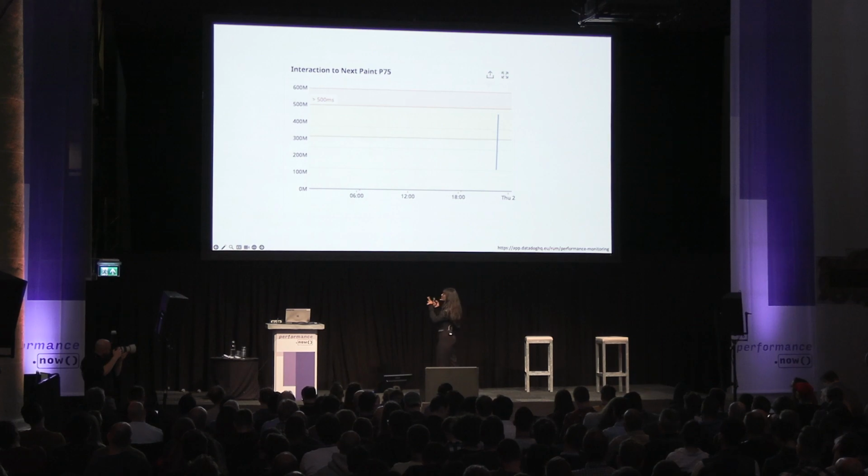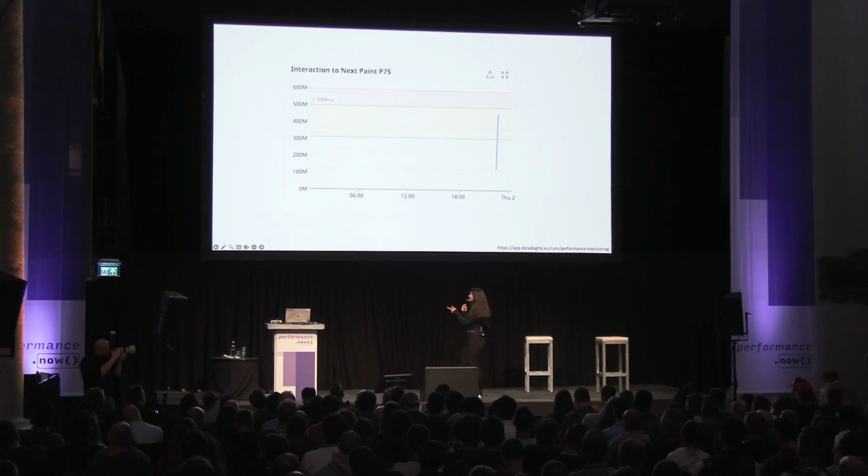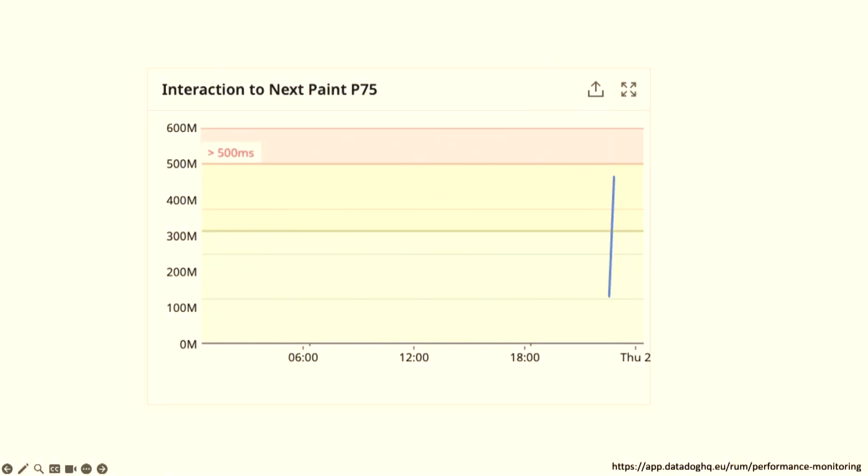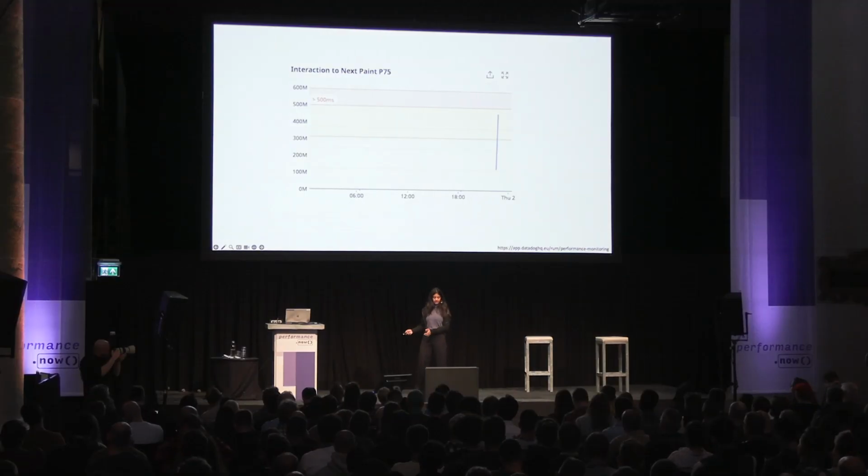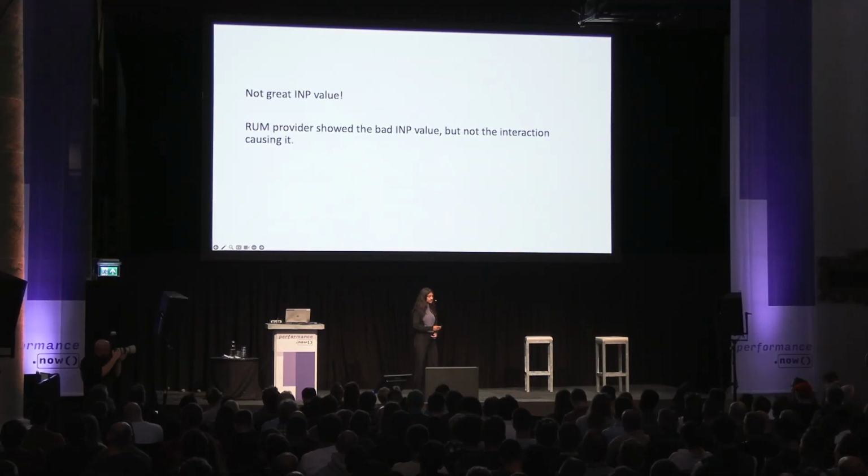This is how it would look on your provider or anywhere. But again, this graph does tell me the INP situation, but it's not telling me that this particular thing caused it. So I would still want to go to my favorite part, which is the Web Vitals library.